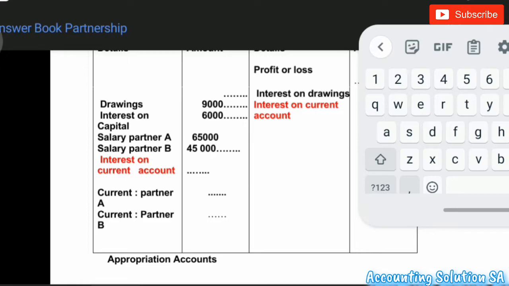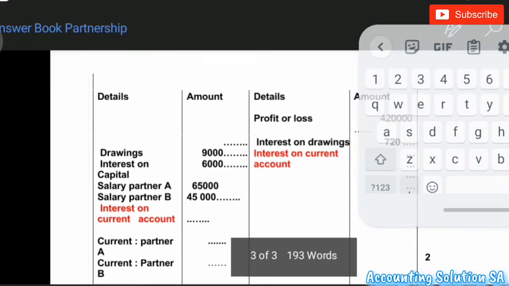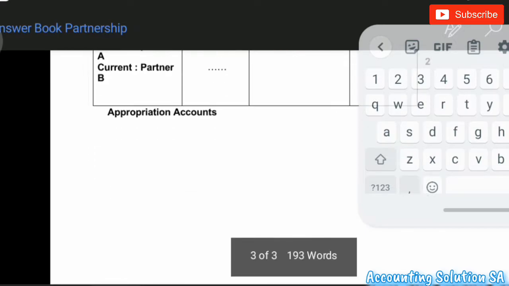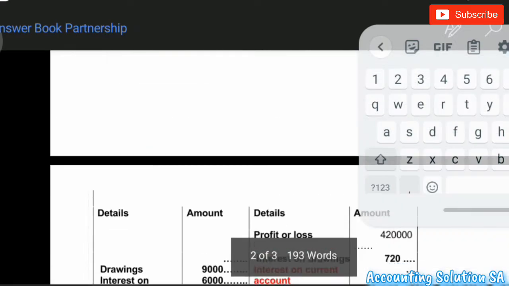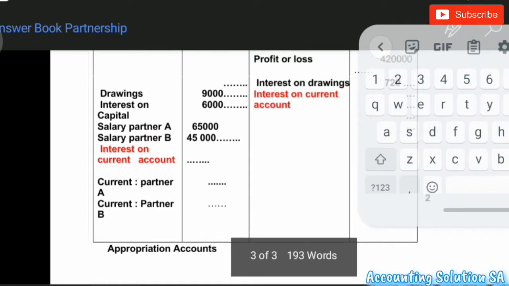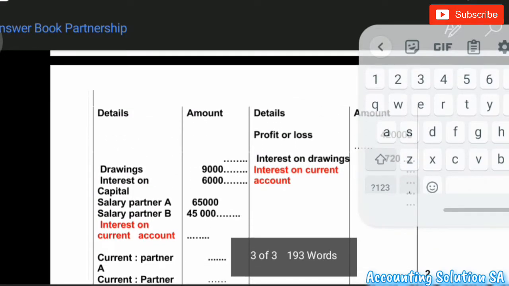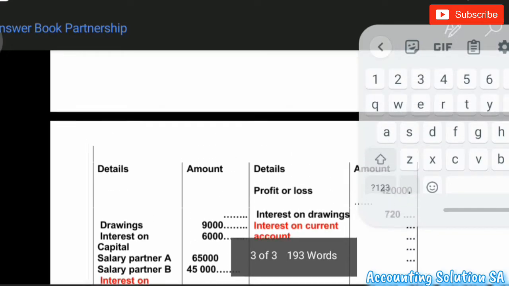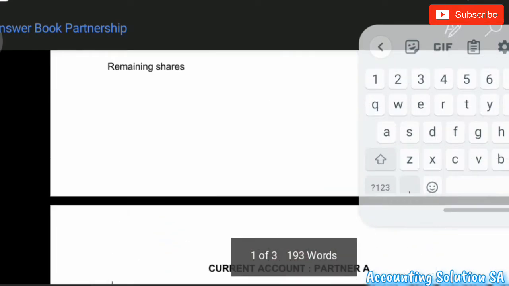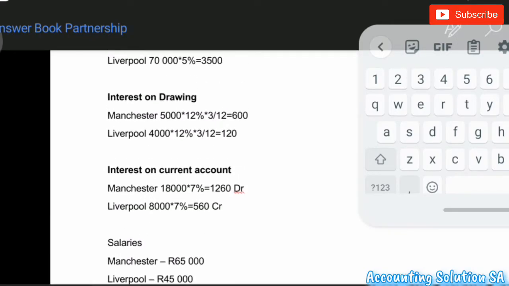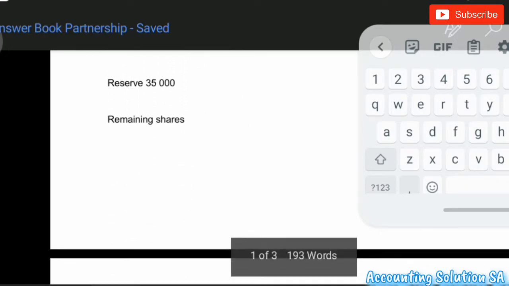Okay, then now we have an issue of interest on current account, the last one. How are we going to deal with interest on current account? Very simple. Remember, sometimes it's debited, sometimes it's credited. There are two methods that you can use. It's either you find the difference between 1260 and 560, or the one that is debited you credit when you go to appropriation account. The one that is credited you debit, because you have to do what? To swap. Okay, you have to do a swap.